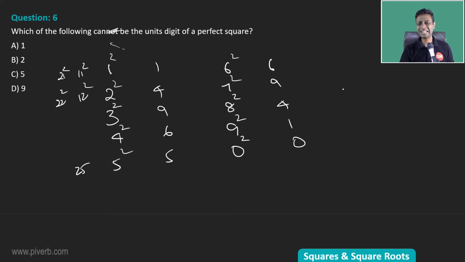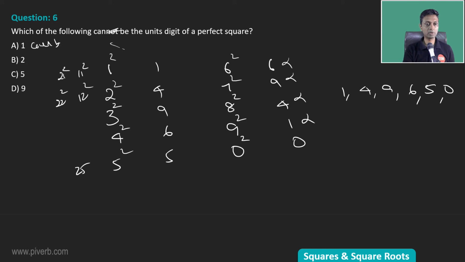And so the unit digit can be 1, can be 4, can be 9, can be 6, can be 5. 6 already counted, 9 already counted, 4 already counted, 0, 1 already counted, 0. So any of these could be the unit digit. What cannot be? 1 could be, 5 is possible, 9 is possible. The one digit that's not possible is digit 2. A perfect square cannot end in 2. It cannot end with the digit 2.